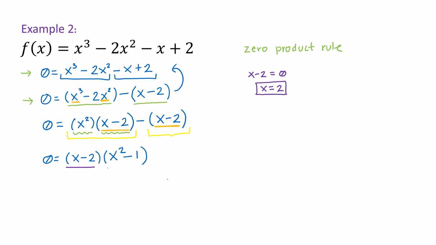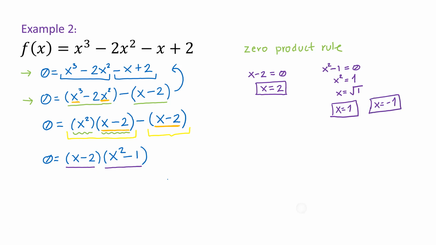We do the same with the next term, x squared minus 1. X squared minus 1 is equal to 0. X squared equals 1. X equals the square root of 1. And remember that the answer of a square root gives us two results, one positive and another one negative. So x is 1, but x is also minus 1 because minus 1 times minus 1 is 1.